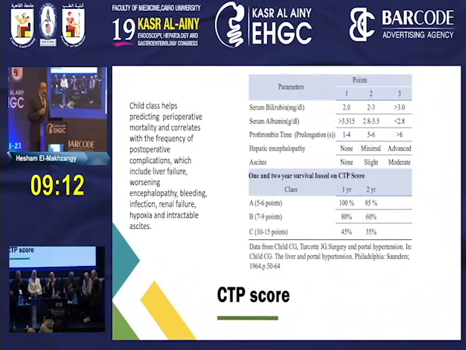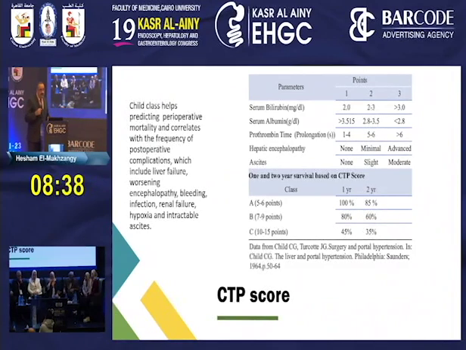Now, we need to address the issue of the severity of the liver disease. We have several scoring systems that we can use to assess the severity of the liver disease. The most famous is the CTP score or the Child-Pugh score, which was invented back in the 60s and early 70s. It comprised 5 parameters: bilirubin, albumin, prothrombin, encephalopathy, and ascites. And the patients were graded in a point scoring system and then classified into A, B, and C according to the severity of their liver disease.